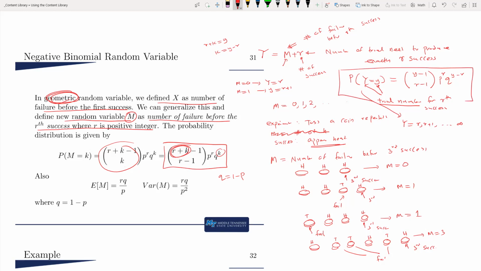This is another parameterization of the negative binomial, but if you use that one, then the meaning of the random variable is different from the previous one. In this case, Y represents the trial number for R successes. In the previous one, M represents the number of failures before the R-th success. Just be careful which one you are using, because when you read a textbook, you will see both.